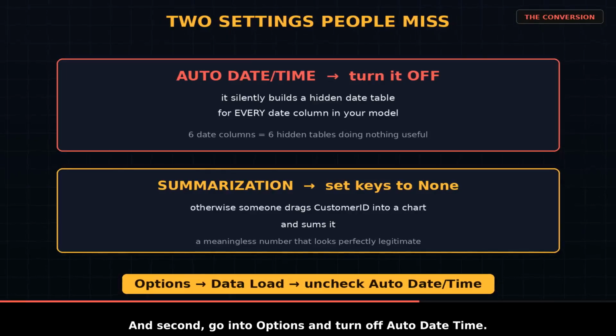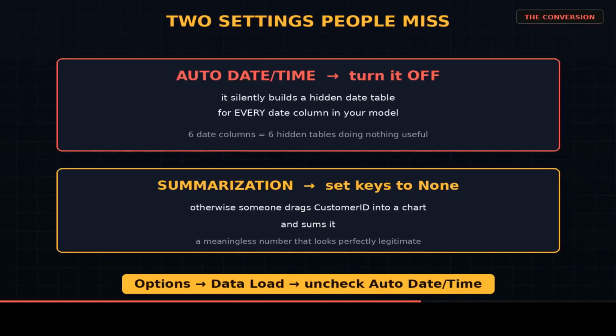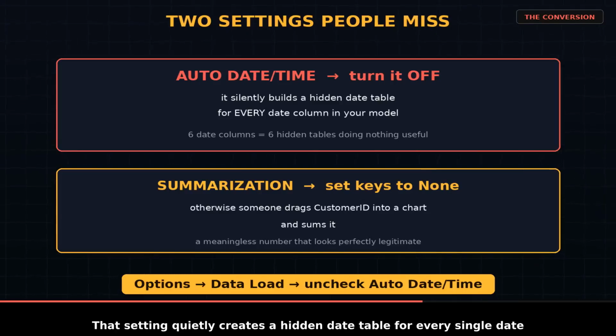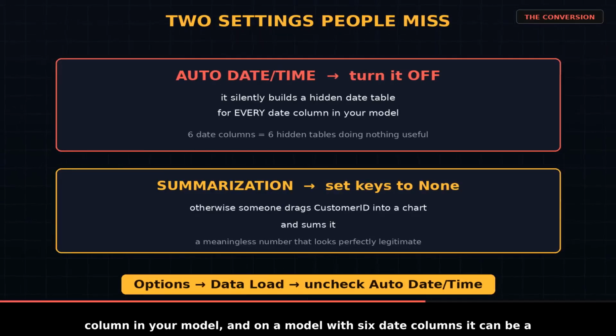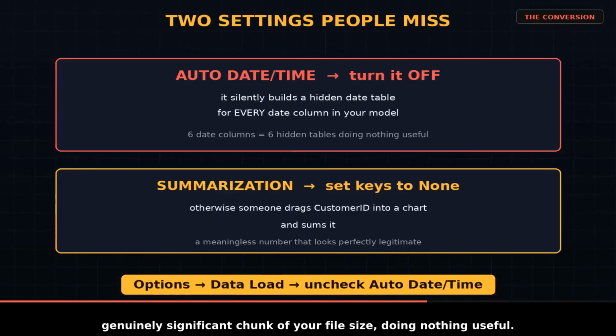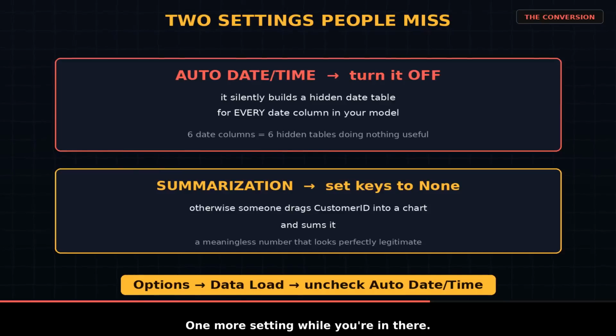And second, go into options and turn off auto date time. That setting quietly creates a hidden date table for every single date column in your model. And on a model with 6 date columns, it can be a genuinely significant chunk of your file size doing nothing useful.